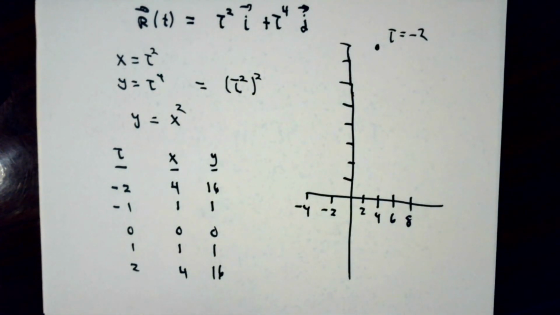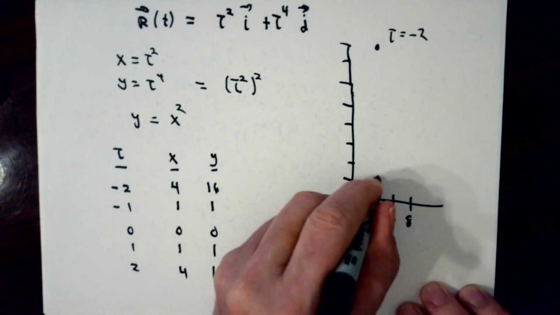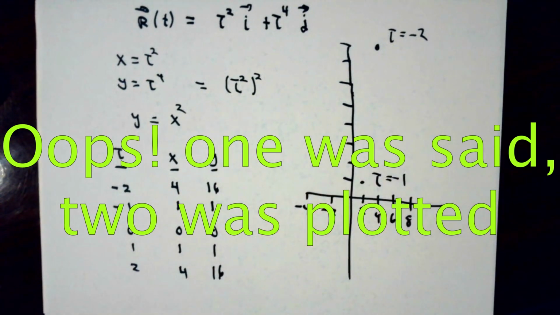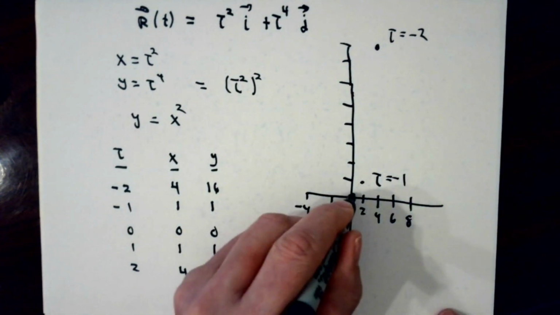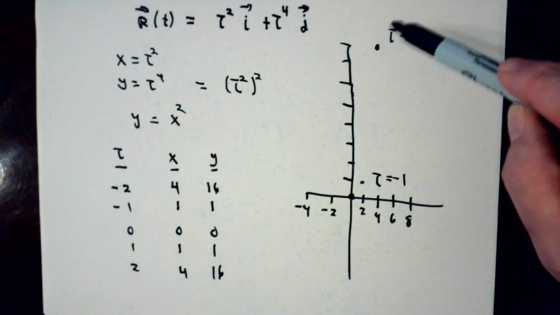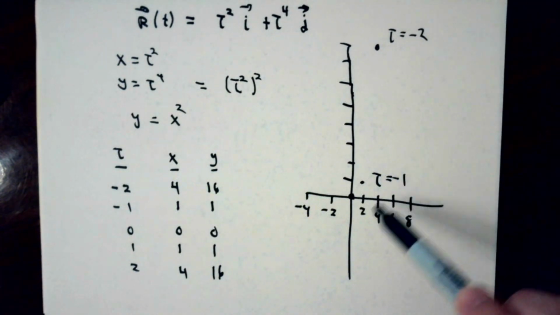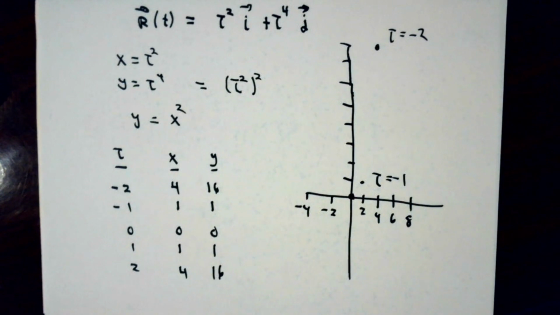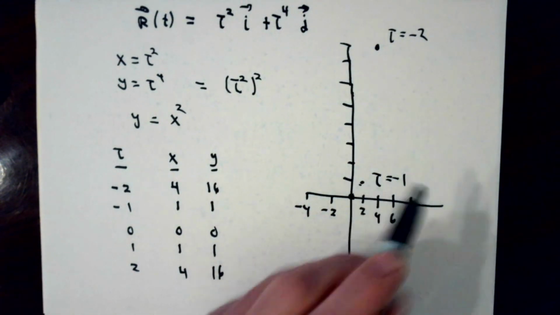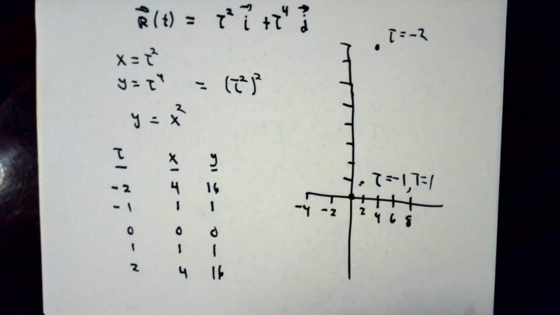When t is negative 1, x and y are both equal to 1. When t is 0, you're at the origin. So you have approached the origin from a point that's up in the first quadrant down to the origin. But then, when t is 1, x is 1 and y is 1 as well, and you're back at this spot again. And when t is 2, x and y are 4 and 16 again.